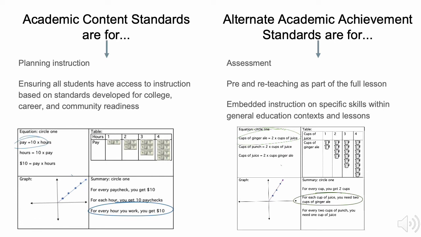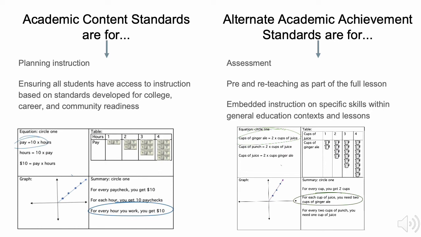The top right quadrant is titled Table. There is a table with 2 rows and 5 columns. The row headers are cups of juice and cups of ginger ale. The column headers are 1, 2, 3, and 4. In each cell, there is an image of a measuring cup that indicates how many cups of ginger ale are needed for each cup of juice. For example, 1 cup of juice shows the image of 2 cups of ginger ale. 2 cups of juice shows the image of 4 cups of ginger ale.